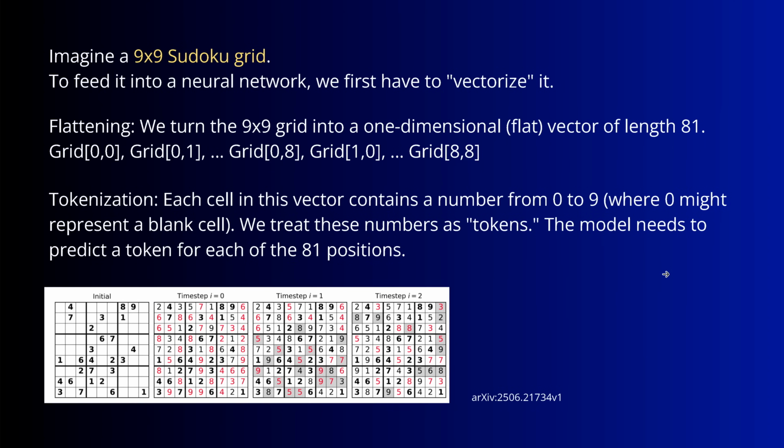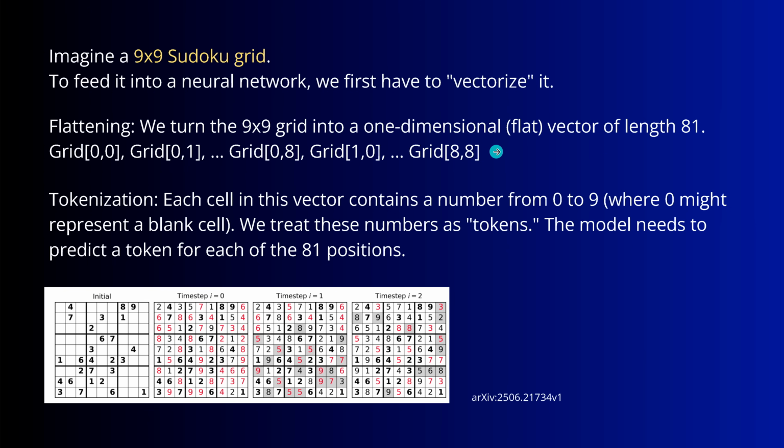But let's have an example. Imagine you have a Sudoku grid, 9 times 9. This is the initial grid. Now, to feed this into a neural network, we have to build a vector. So how do you build a vector from a Sudoku grid? Well, it's easy, it's called flattening. We turn this 9 times 9 grid into a one-dimensional flat vector of length 81. So what you have is grid 0,0, grid 0,1, up to grid 0,8, and grid 8,8. So you understand the methodology.